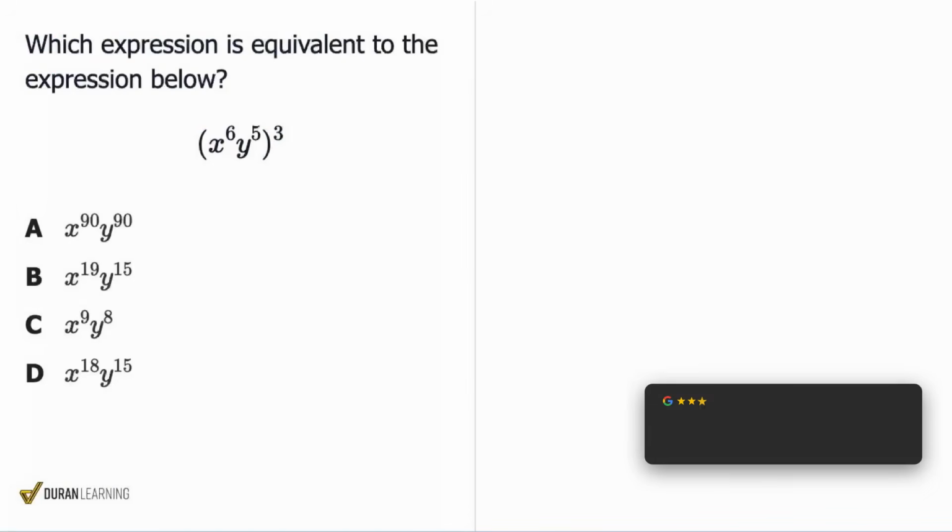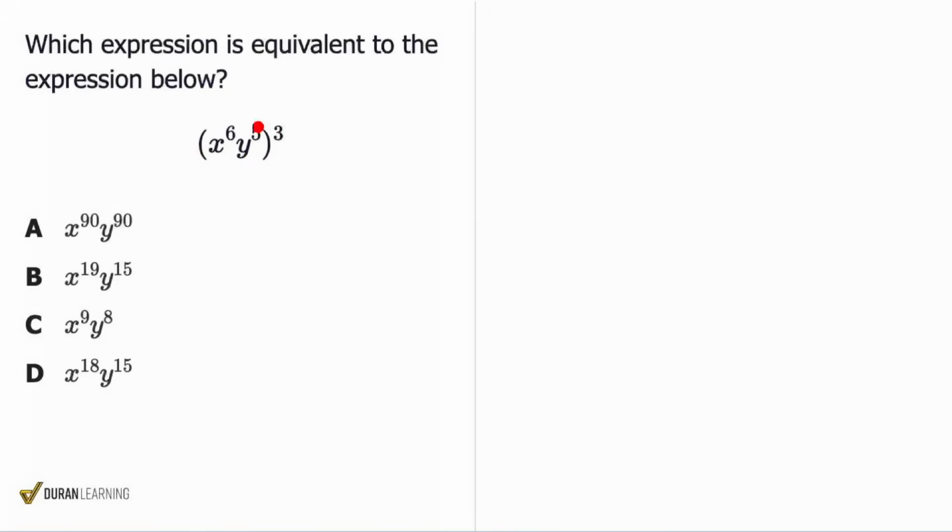All right, so starting this question off here, we see which expression is equivalent to the expression below. And I noticed that we have x to the power of 6 times y to the power of 5, all to the power of 3. Now, this is important because it's not just the y that is raised to the 5th to the 3rd. It's, again, this entire group.